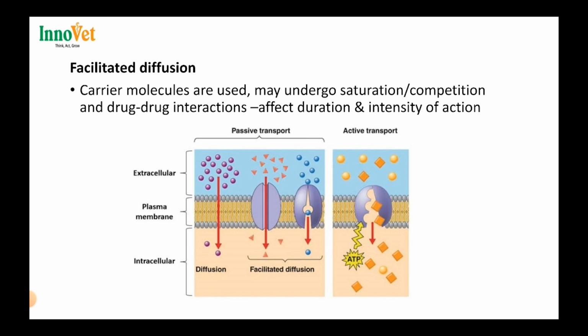These carrier molecules may undergo saturation, competition, and drug-drug interactions. If a carrier molecule is fully occupied, that is what they call saturation: all the sites for binding of the drug have been occupied. So it can be saturated at a given time, regardless of the concentration of the drug administered. It can also undergo competition, that is drug-drug interactions, whereby certain drugs that use the same carrier molecules tend to compete for those transport proteins. And all this affects the duration and intensity of action of the drug.